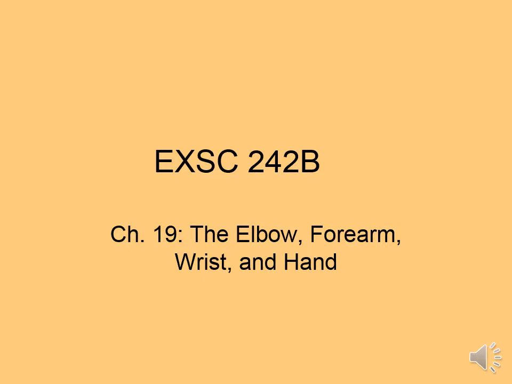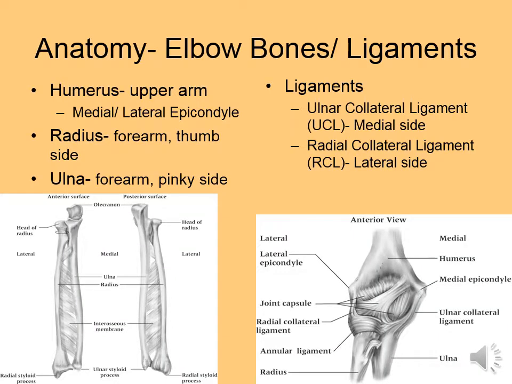In Chapter 19, we will be covering the elbow, forearm, wrist, and hand. As far as anatomy goes, the elbow bones and ligaments are on this slide. Our upper arm bone is called our humerus. So this is our humerus. And on the humerus, we have the medial and lateral epicondyles. So those are places where we have a lot of muscle attachment.